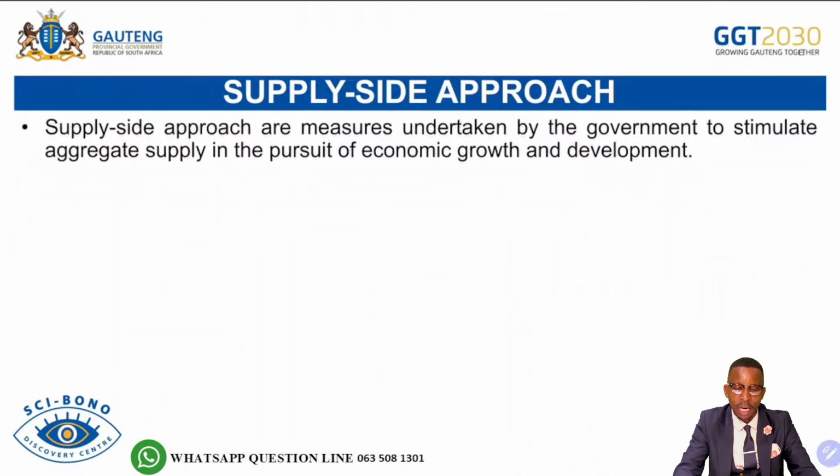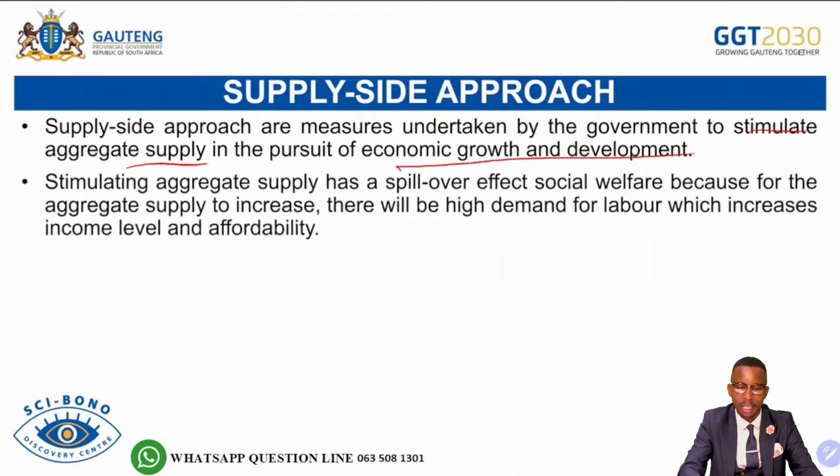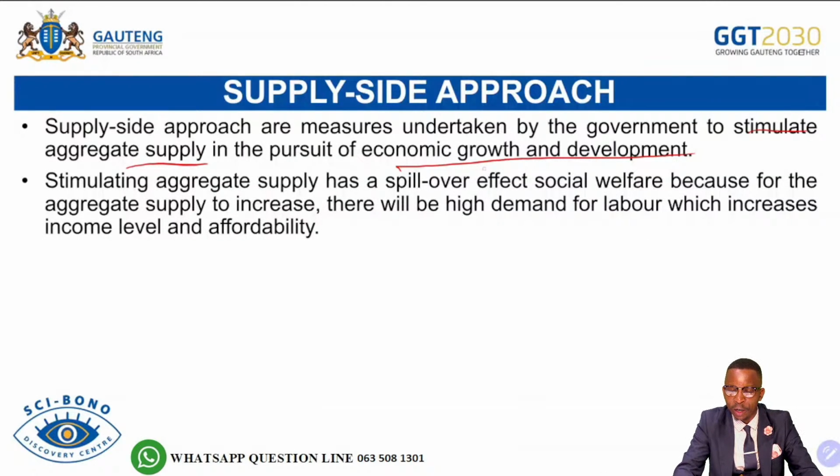So the supply side approach is the measures undertaken by the government to stimulate the aggregate supply in pursuit of economic growth and economic development. Stimulating aggregate supply has a spillover effect over social welfare because for the aggregate supply to increase, there will be high demand for labor, which increases income level and affordability.